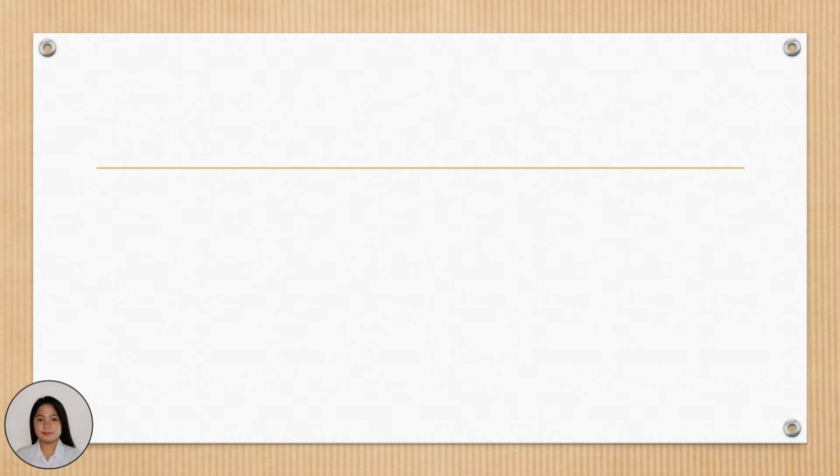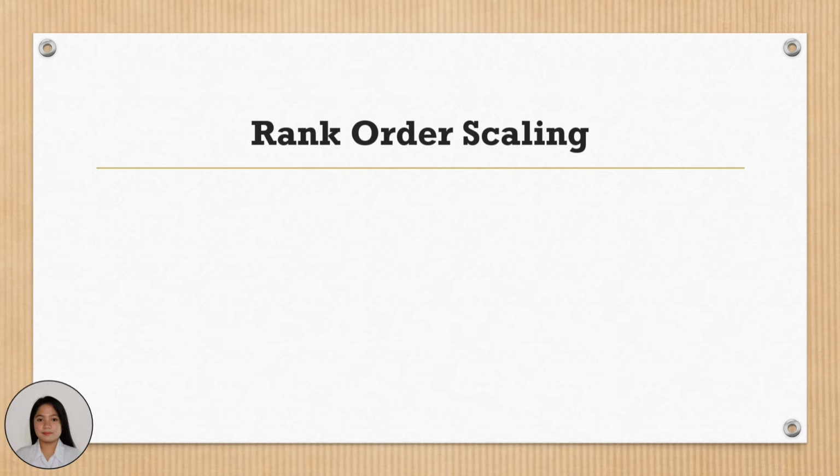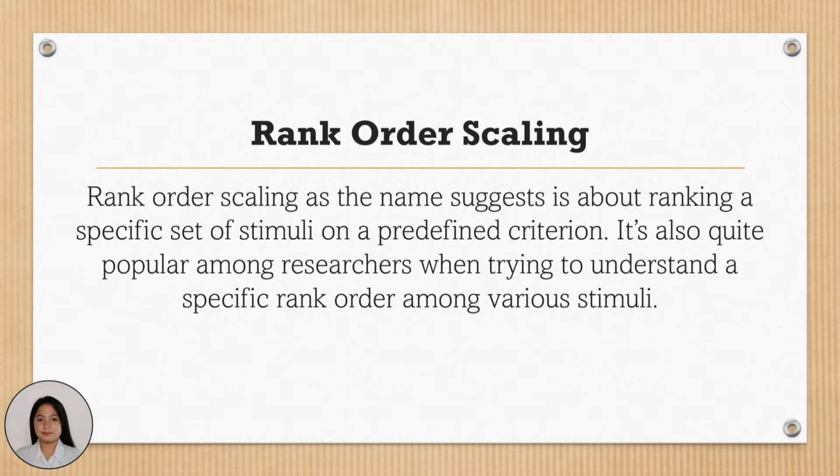Next is 5.6.2, rank order scaling. Rank order scaling, as the name suggests, is about ranking a specific set of stimuli on a predefined criterion. It's also quite popular among researchers when trying to understand a specific rank order among various stimuli. Dito, ang mga respondents ay inaasahan na mag-rank mula sa pinaka-preferred nila hanggang sa hindi nila masyadong preferred. This scaling technique also uses comparison between stimuli objects using a predetermined criterion.